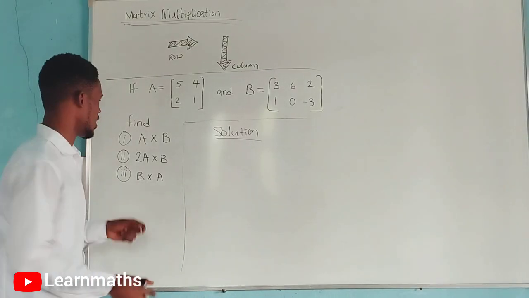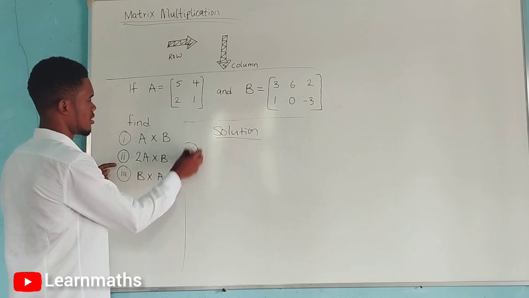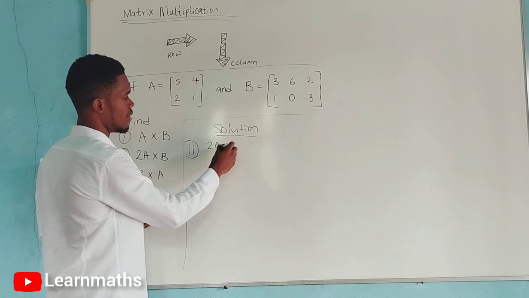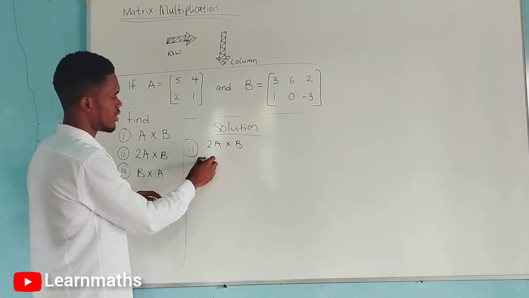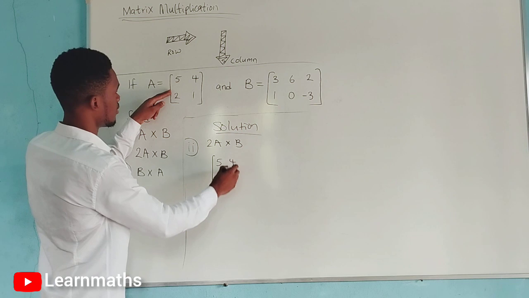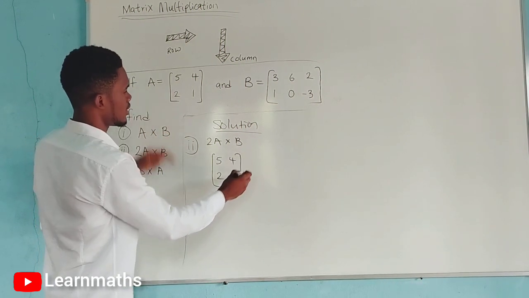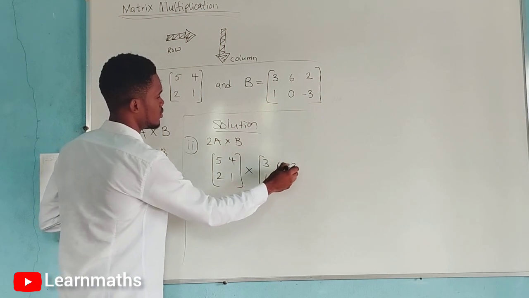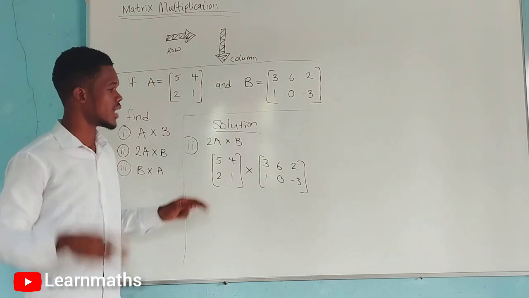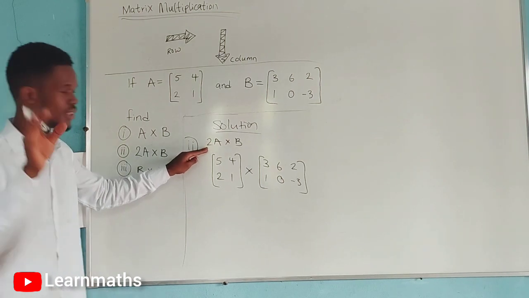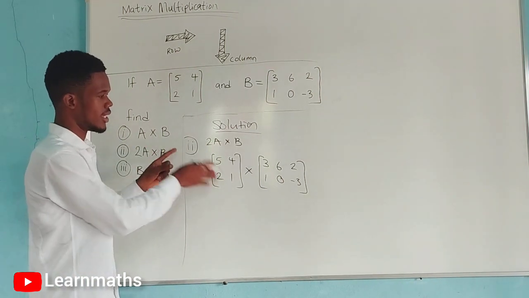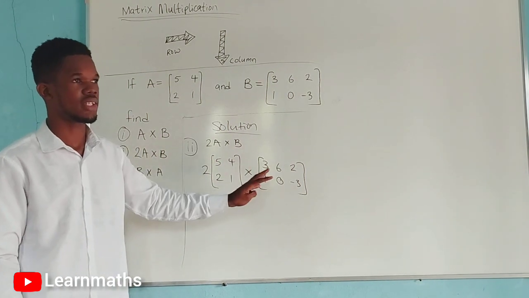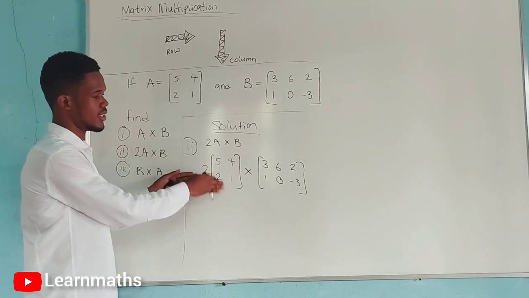So secondly, we are looking at this question here, 2A times B. We are finding 2A times B. Now what's the matrix A? That's 5, 4, 2, 1, times what's the matrix B? That's 3, 1, 6, 0, 2, negative 3. But since we have 2A here, there is a scalar 2 multiplying A. So before we proceed with the matrix multiplication, let's first settle the scalar multiplication of the matrix.